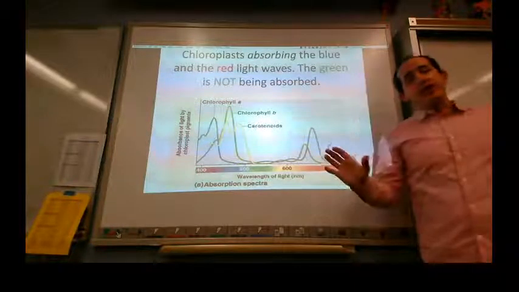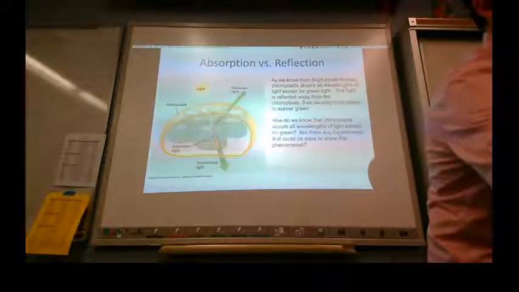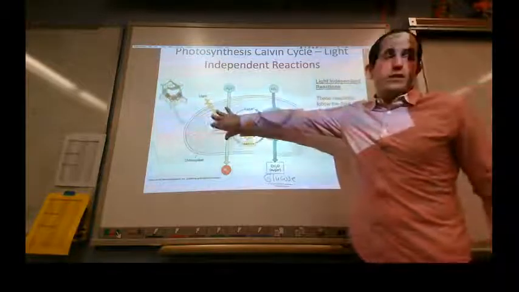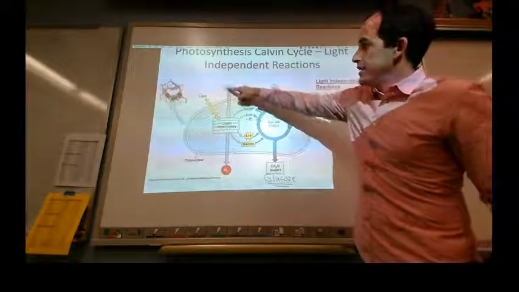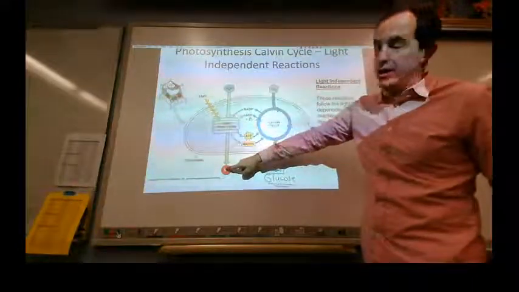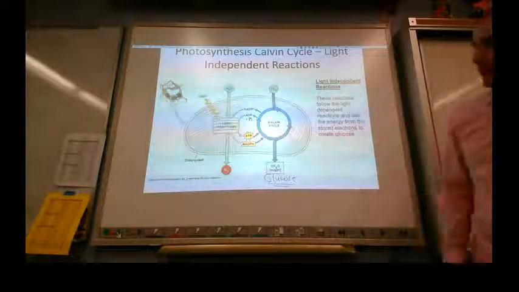So this is all of our background stuff. I'm going to jump back just a little bit. We got our light-dependent reactions, right? Taking in light, taking in water, creating NADPH, ATP, and oxygen. These are going to exist on that inner chloroplast membrane.